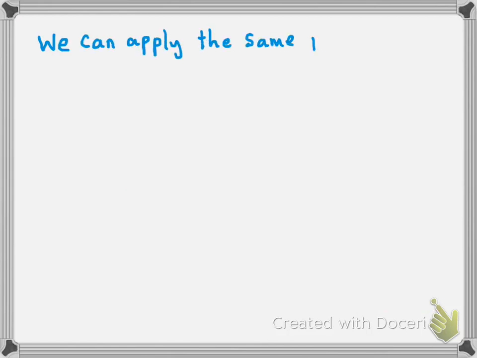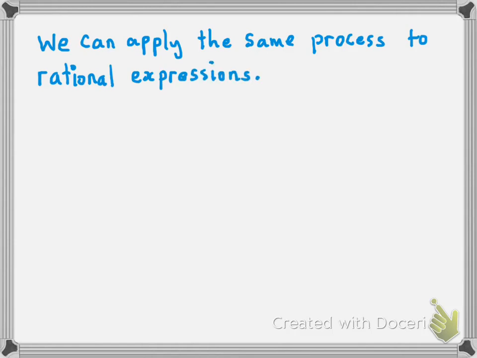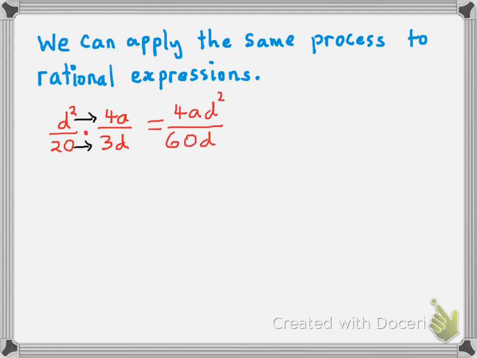Now what we just talked about, we can apply to rational expressions as well, and we will demonstrate this with examples. Here are two rational expressions: d squared over 20 multiplied by 4a over 3d. We are going to multiply these. Like we said, we'll multiply across. So we would have 4a times d squared over 60d, since 20 times 3 is 60.